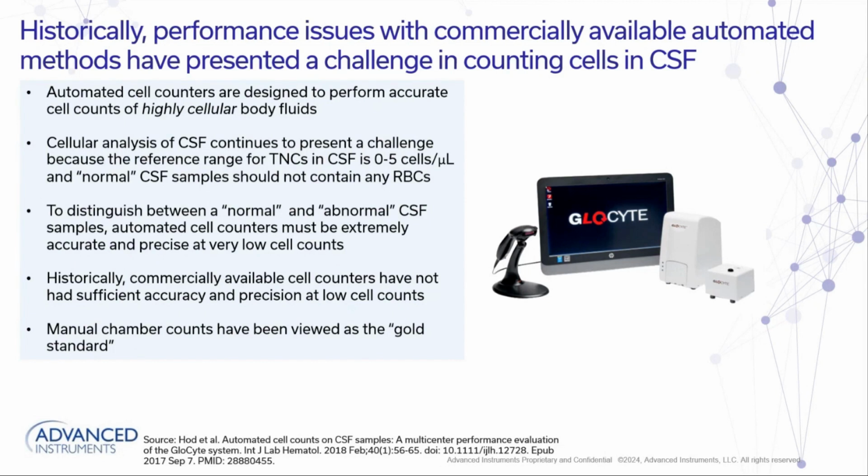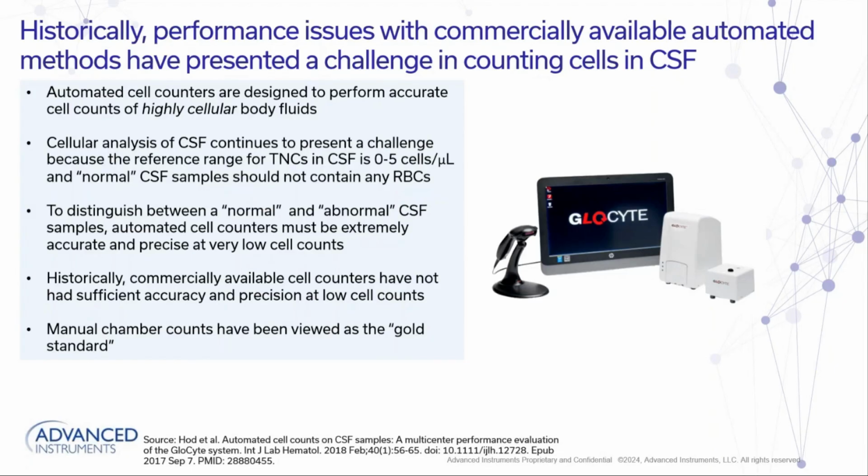And a normal CSF shouldn't have any red blood cells at all, right? So to know if the count of red blood cells is normal or abnormal, you're either going to rely on that manual method we were referring to on the last slide, or something like an automated method that really can't report down to those low ranges. It doesn't have linearity down to that low range. And for that reason, manual chamber counts for CSF have been considered the gold standard, and for good reason, because we're techs, we know what we're doing.